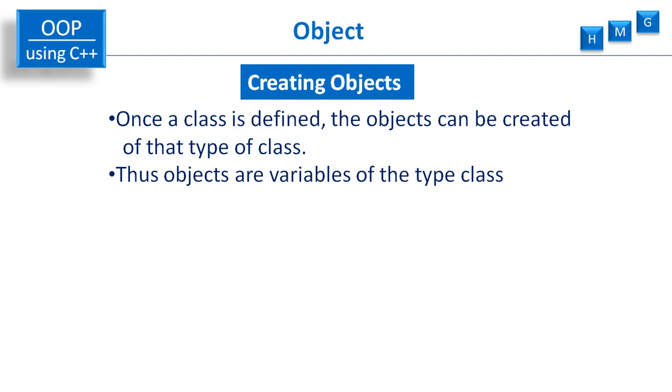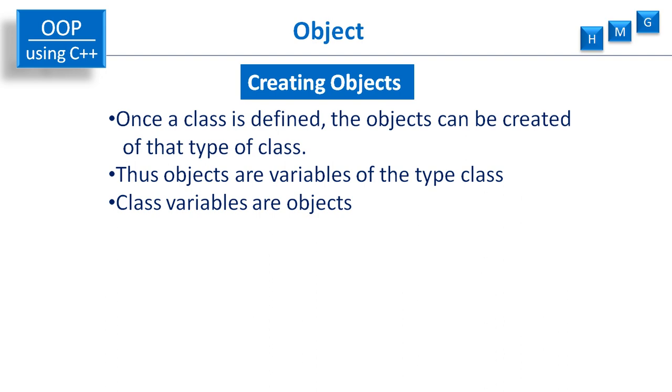Just like in C language, we are creating variables of basic data types. For example, int x. x is a variable of the type integer. Similar to that, here the object is a variable of the type class. So your class is acting as a data type. In other words, you can say class variables are objects. The variables of class are objects.